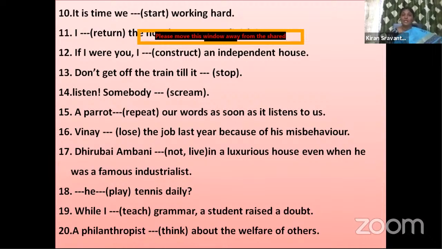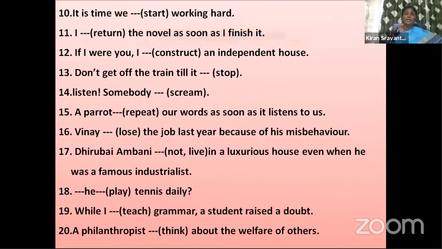Listen, somebody is screaming. Then 15th sentence, a parrot. Say a parrot, it's a general statement. A parrot repeats our words as soon as it listens to us. It's a common thing. A parrot repeats our words as soon as it listens to us.